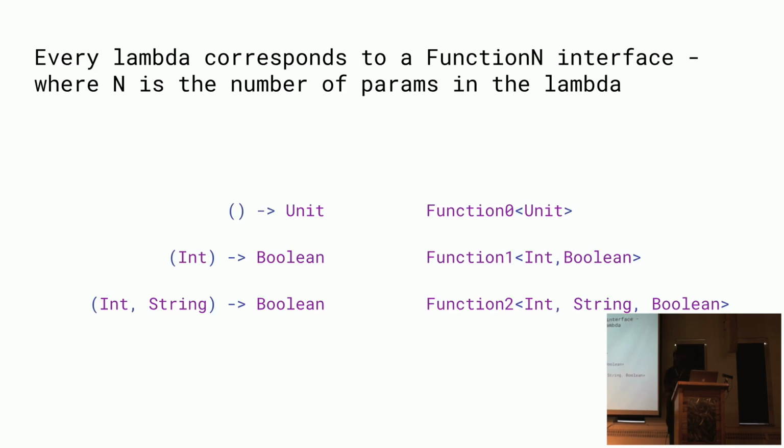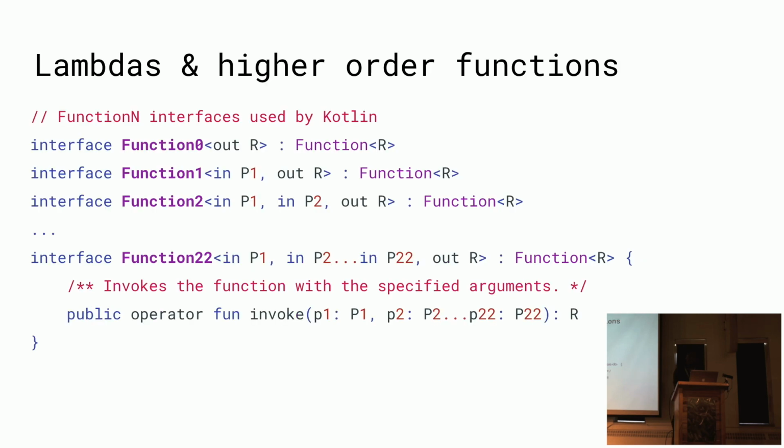Like I said, each lambda in Kotlin translates to a function object. And there are a couple of interfaces, like 22 of them, that Kotlin provides. So Function0 means that the lambda has 0 parameters. Function1, it has 1 parameter. Function2, all the way to 22. And this means that you cannot have a lambda with more than 22 parameters in Kotlin.